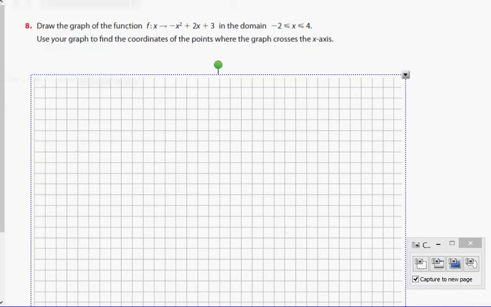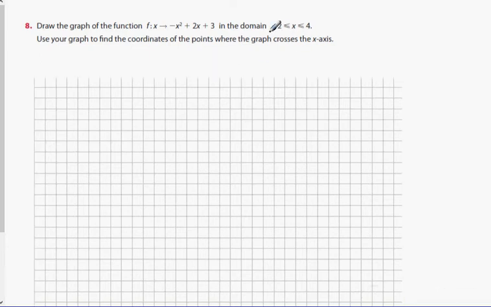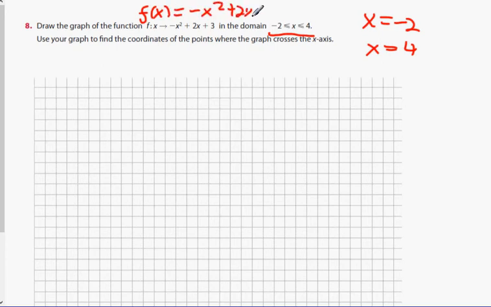What happens is you're going to make a table. And the table is, you got to start at -2. X equals -2 is your lowest input. X equals 4 is your biggest output. Okay? So this here is f of x. F of x equals -x squared plus 2x plus 3.